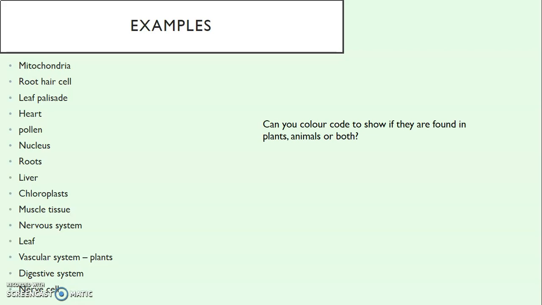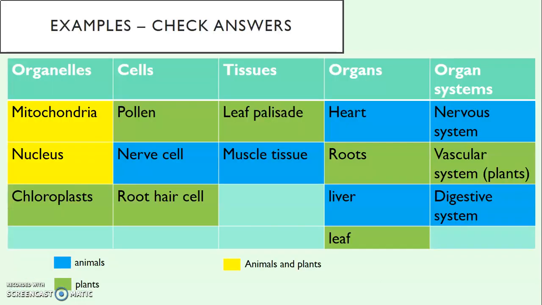When you've got those in, can you do a colour code? So 3 colours. Are they found in plants? Are they found in animals? Or are they found in both? Colours don't matter, it's whatever you've got to hand. Just remember to put a key in at the bottom of your table so you can remember what that shows.